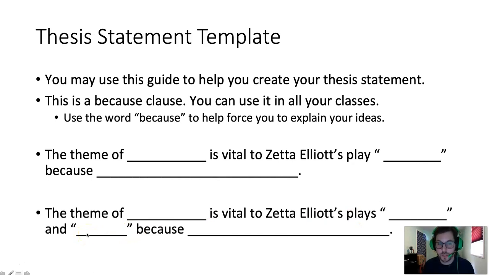So, to repeat, you would put the theme you have selected in the first blank, the title of the play in the second blank, and the reason why the theme is important to Elliott. What is Elliott trying to say to you, the reader, about this theme? That is the goal of your thesis statement, which I will repeat again, should go in the last sentence of your introduction.